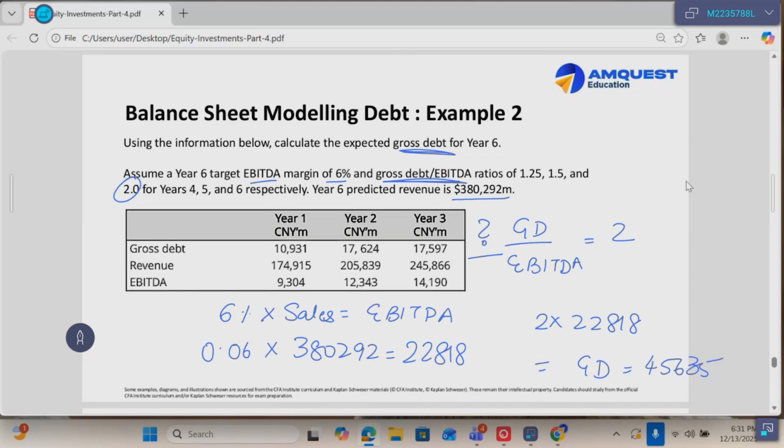They have also given us which ratio we have to use. We have to use gross debt by EBITDA. They are saying that this ratio for year 6 is going to be 2. We have been asked to find gross debt. If we have EBITDA as the answer, we just have to multiply it with 2 and we'll get the gross debt. To calculate EBITDA, they are telling us that the EBITDA margin is 6% of revenue. They have given us the predicted revenue. So 6% multiplied by expected sales is going to be EBITDA. This is coming as 22,818. We just multiply it with 2 and we have the answer for the gross debt. So this was a relatively simple question.